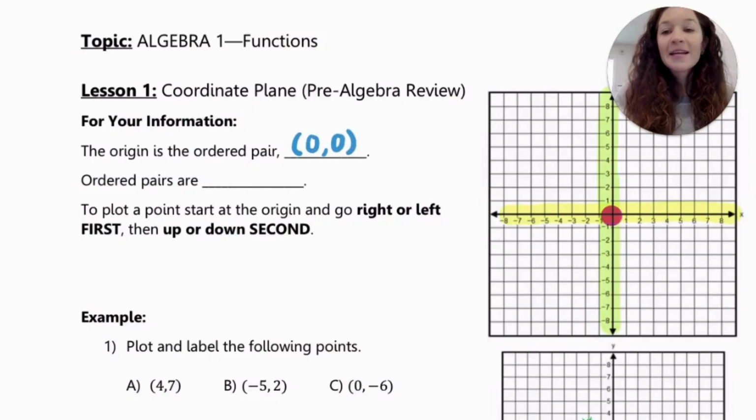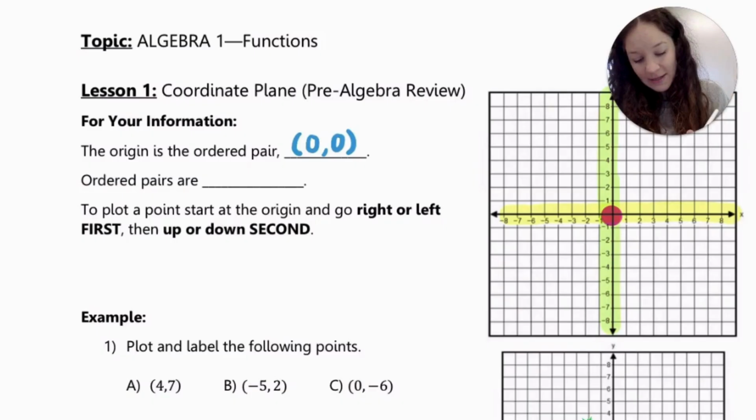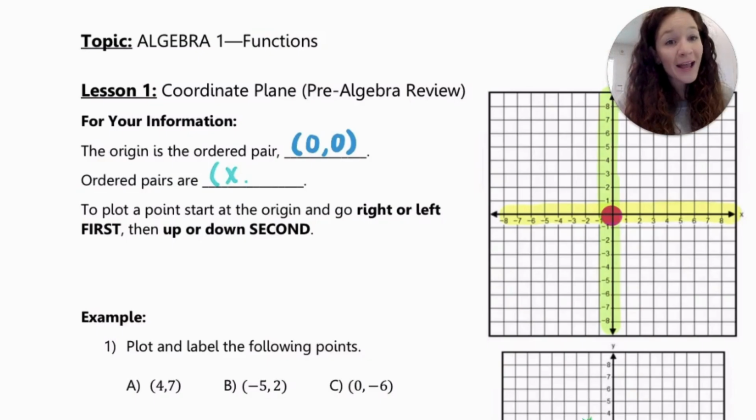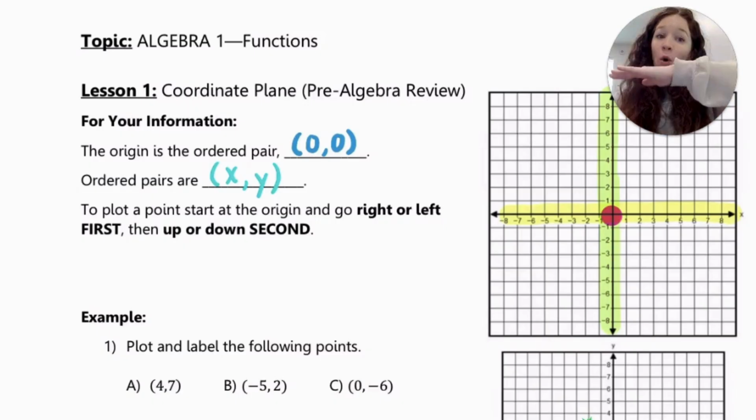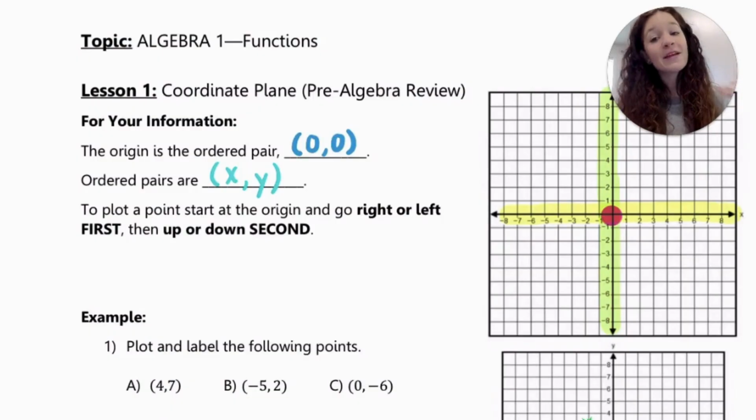Any ordered pair that we see is going to take the format x, comma, y. We write every point we need to plot in that format. X always comes first, and y will always follow second. Since our x-axis is the horizontal one, we move horizontally first. So we're going to travel left or right first, and then second, we'll travel up or down, our y. Our y is our vertical.